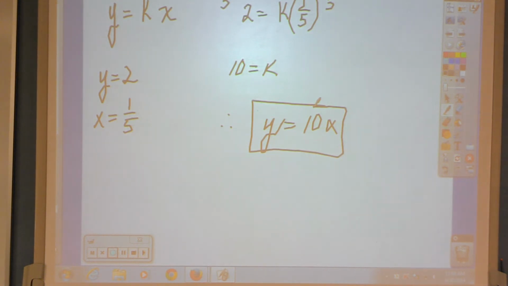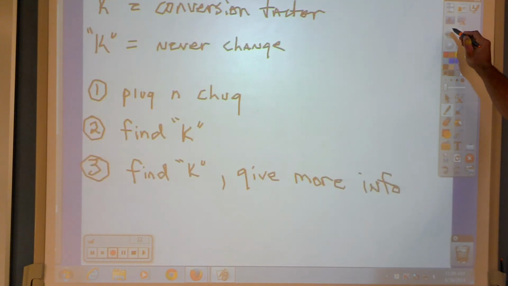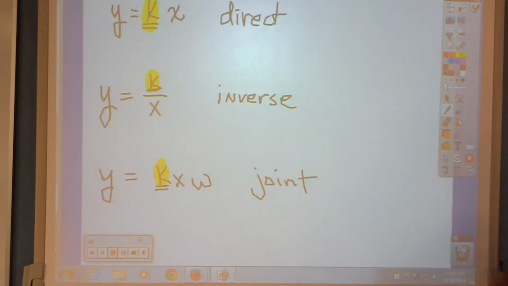Now, remember the 3 equations. Write those down again, if you don't have them, because we're going to do another one. It's going to be a little bit different. And then we're going to start switching the variables.